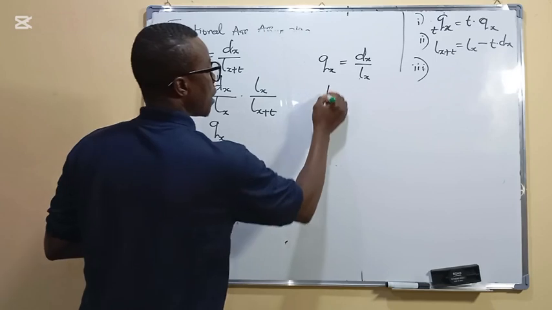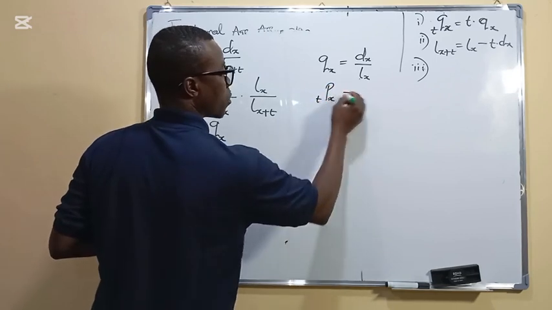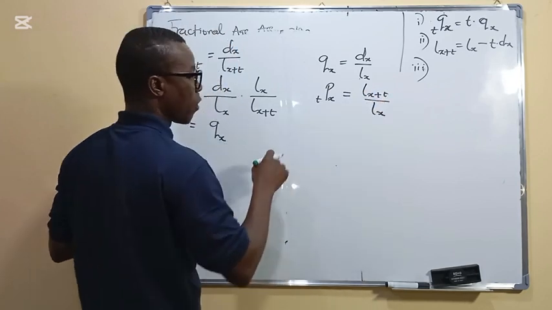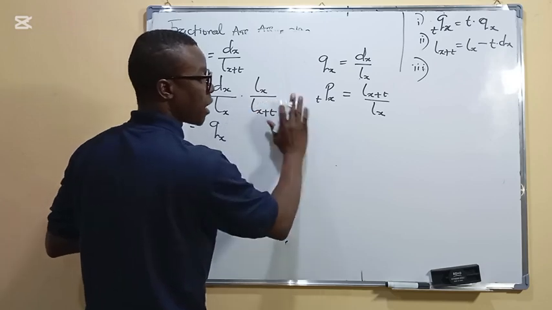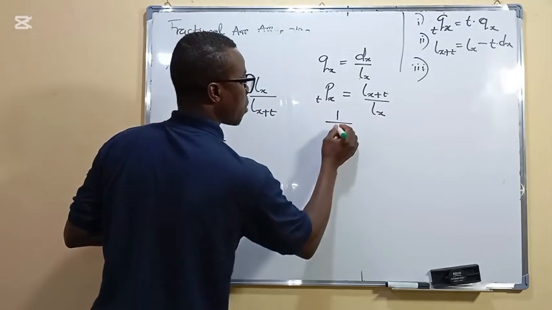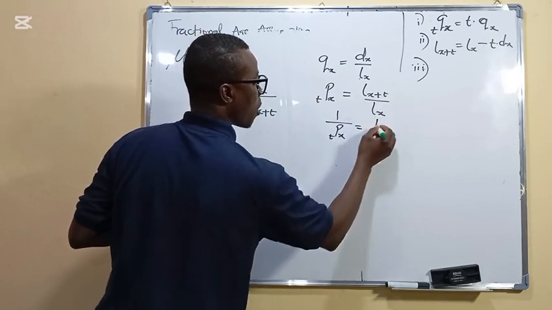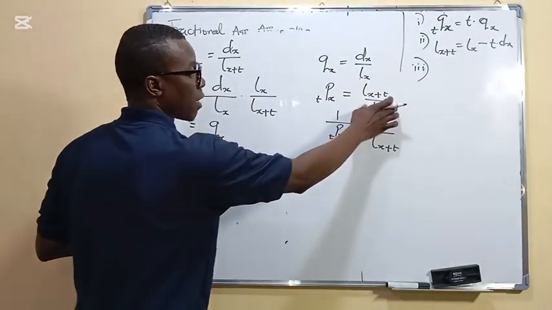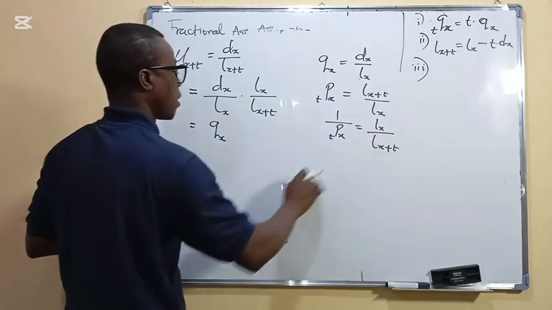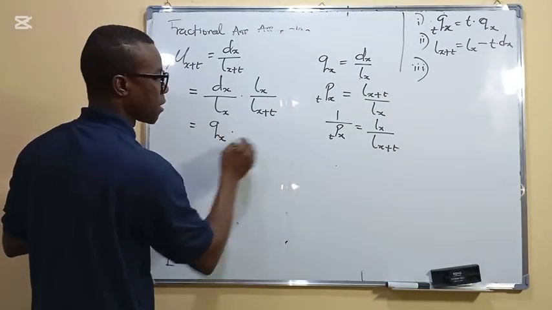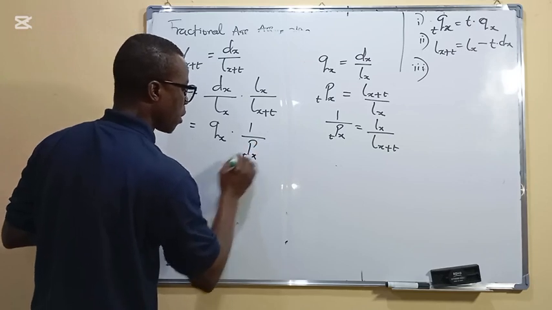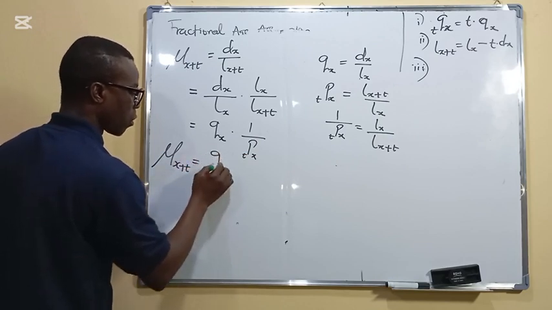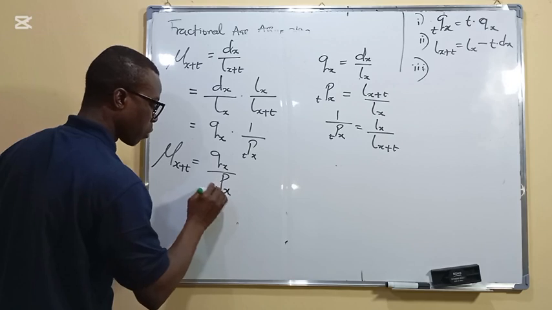And then here also, you need to know that t px is the same as lx plus t over lx that I have here. So now how can I make it look this way? If I take the reciprocal of both sides, that gives me 1 over t px, and this becomes lx over lx plus t. When I take the reciprocal of this, it swaps, and then we have it here. So looking at this, I can say this is dot 1 over t px, which, of course, means mu x plus t is equal to qx over t px.